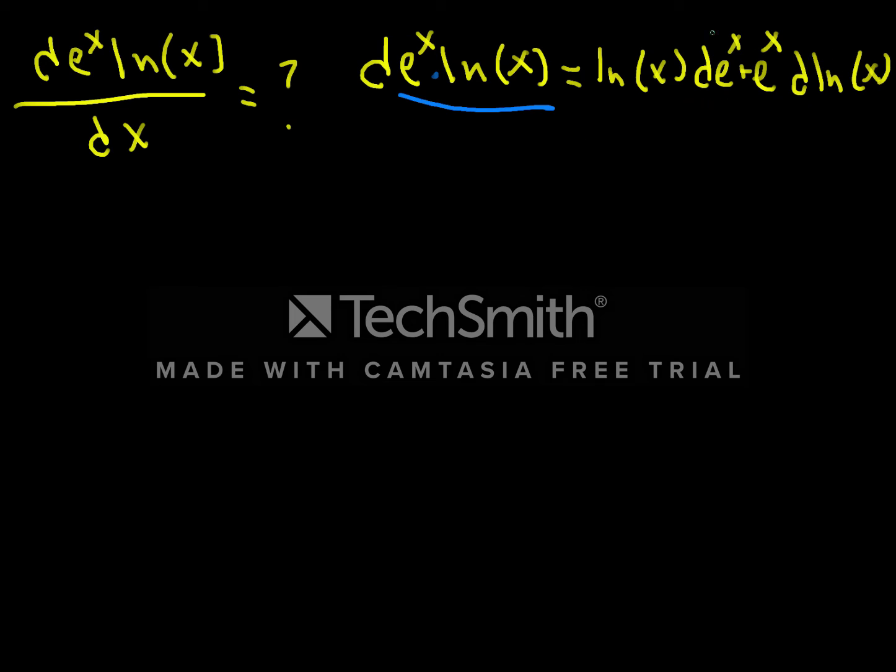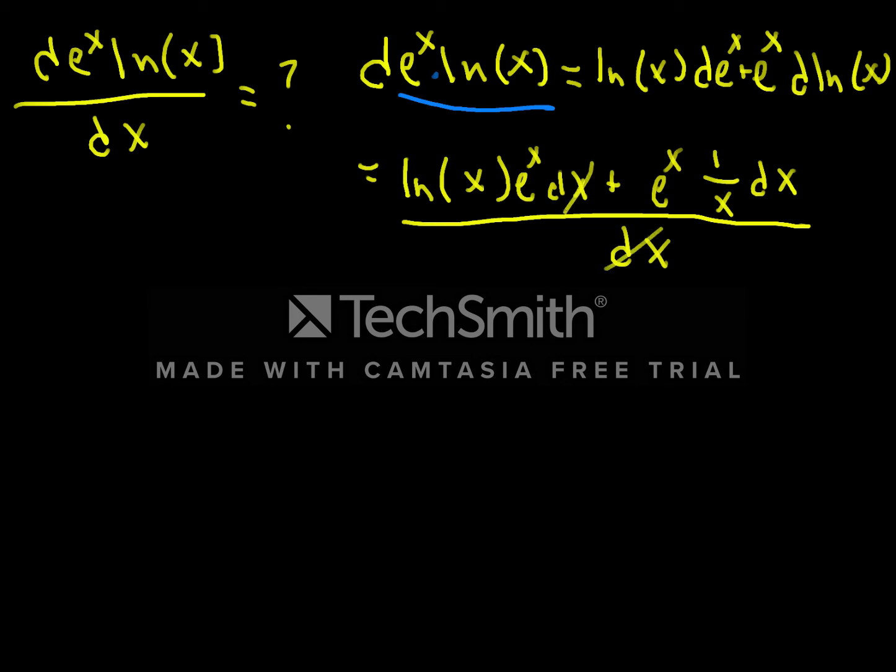And we've already, in the last part, seen that the differential of e to the x is e to the x. So this is equal to ln of x times e to the x, and the differential of ln of x is 1 over x, so plus e to the x times 1 over x dx. And so dividing everything by dx, notice there's dx's everywhere. Cancel, cancel, cancel. I get that the derivative of e to the x ln of x with respect to x is simply equal to natural log of x times e to the x plus e to the x over x. That is what the derivative of e to the x times ln of x is equal to.